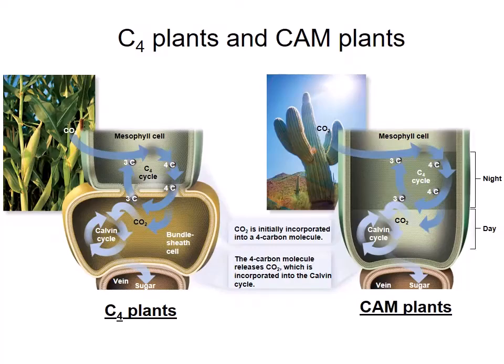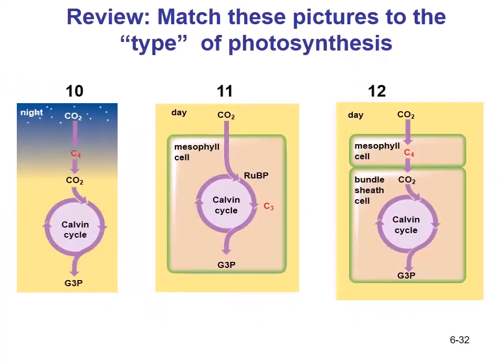So this figure shows you a C4 plant, and it shows you the mesophyll cell and the bundle sheath cell of the C4 plant and how the reactions of photosynthesis are partitioned in space. And then we've got a CAM plant where they have a day version and a night version in the mesophyll cell, and you can see the initial carbon capture is at night, and then the Calvin cycle runs during the day when ATP and NADPH are available because they were produced by the light reactions. So go ahead and match these pictures to the particular type of photosynthesis. Pause it if you want and think of your answer and then hit play when you think of it.